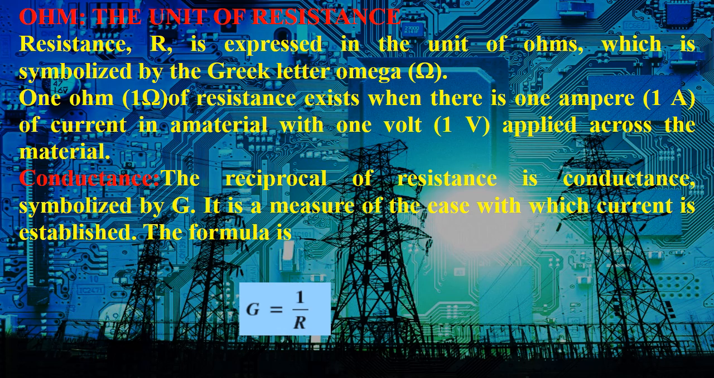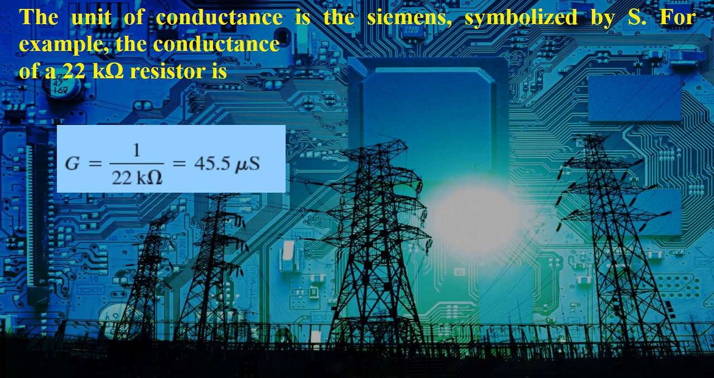The unit of conductance is the Siemens, symbolized by S. For example, the conductance of a 22 kilo-ohm resistor is 1 over 22 kilo-ohms, which equals 45.5 micro Siemens. Basically, conductance is the inverse of resistance. Resistance is the inverse of conductance. The higher the conductance, the lower the resistance. The lower the resistance, the higher the conductance.